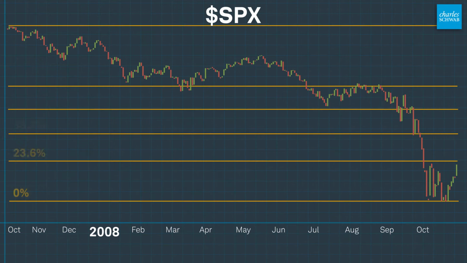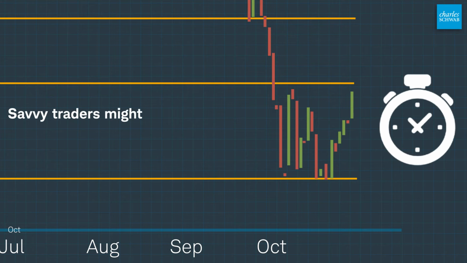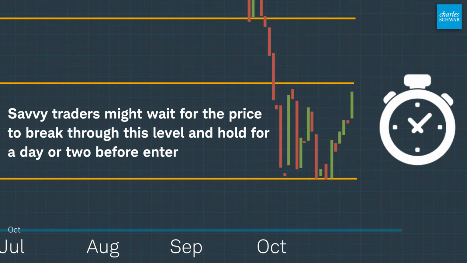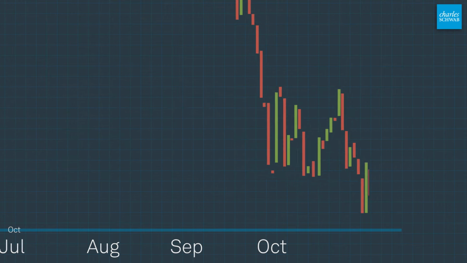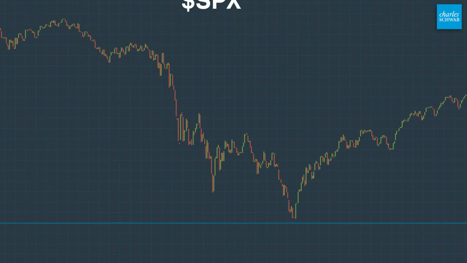However, by overlaying the Fibonacci retracement tool on the price action, we can see that the price encountered resistance at the 23.6% level after the second bounce. Savvy traders might wait for the price to break through this level and hold for a day or two before entering a position. If we take the chart forward, we can see how their patience would have been rewarded.